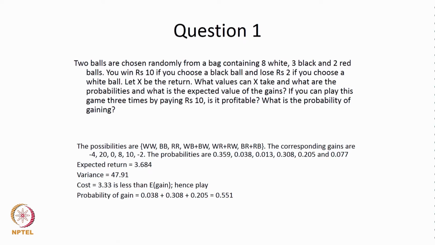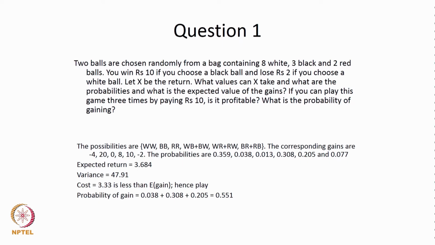Probabilities are also given alongside. So, probability of WB and BW both are added and they are given here. You could also check that the probabilities add up to 1. So, the expected return would be the value of the gain multiplied by the probability, that is -4 into 0.359 plus 20 into 0.038 and so on, which is 3.684 with the variance of 47.91.